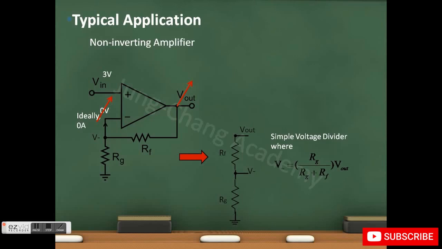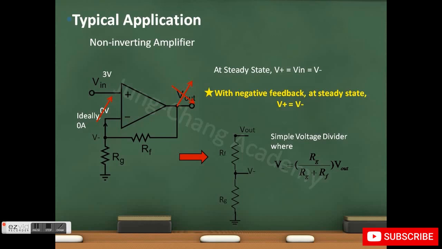Now, since V- has increased, the difference between the two inputs decreases. Therefore, Vout will decrease. Eventually, Vout will stop fluctuating, and we call this the steady state. At steady state, the output voltage Vout doesn't change, and therefore the two input voltages V+ and V- are the same. In fact, we can use this conclusion to analyze any op-amp circuit with negative feedback.